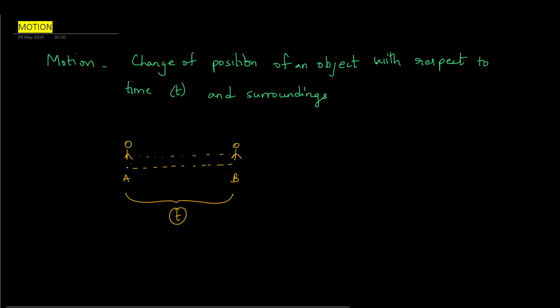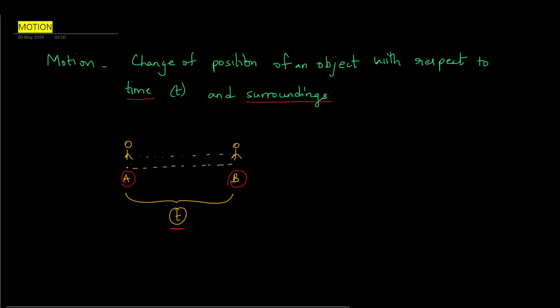Now, let us understand precisely about the definition. Here the definition states that change of position. Did the change of position happen? Yes, the change of position happened from position A to position B of an object with respect to time. With respect to time, did it take some time to move? Yes, it took some time to move.